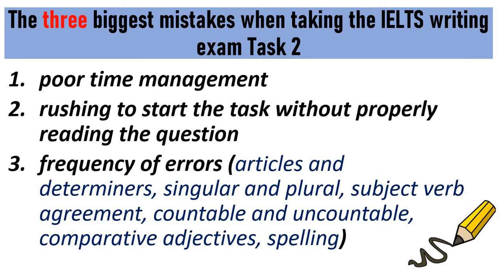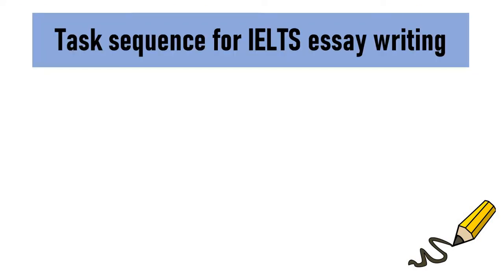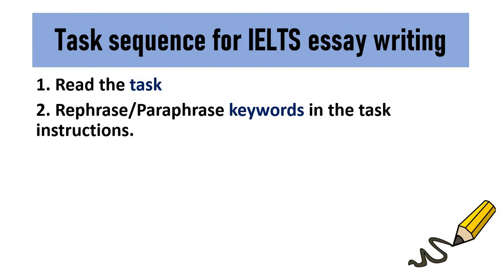Okay, so again, poor time management. That includes rushing to start the task without properly reading the question, and frequency of errors. So here's the task sequence for IELTS essay writing for task 2. Basically the steps. The first one is, of course, to read the task. Read the task. And the task contains first the topic and the question. The topic and the question. I'm going to show an example later on.